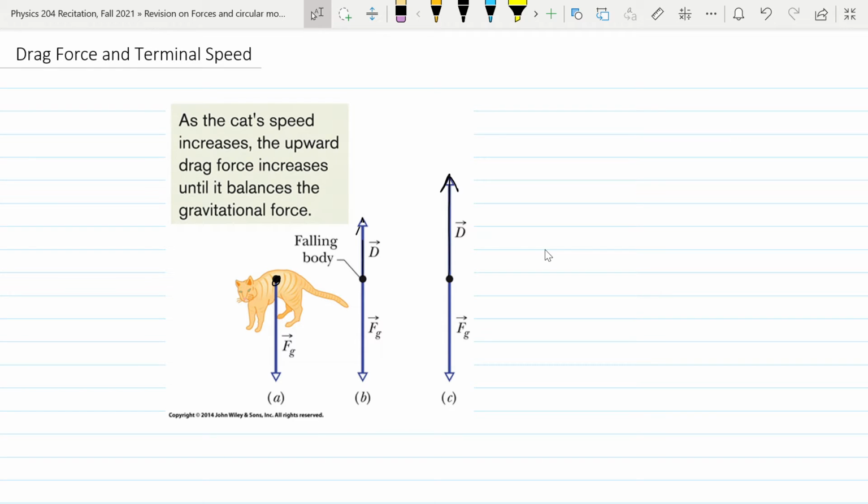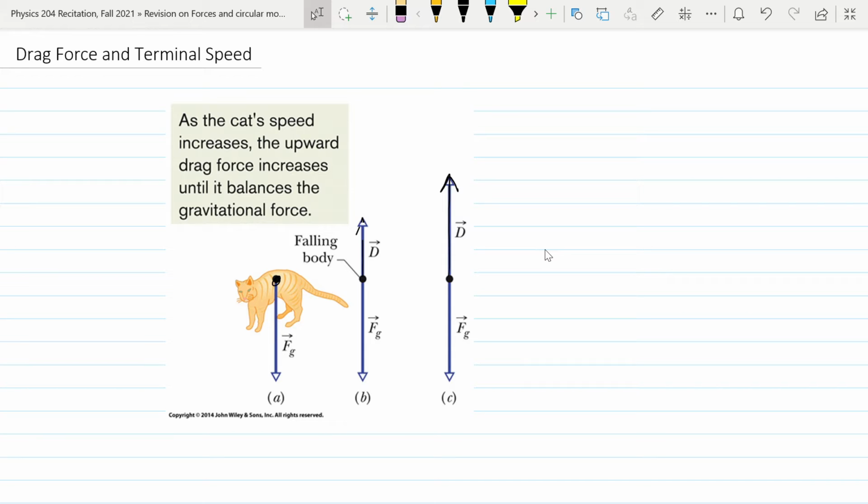Now that we have discussed friction and its different types and formulas, we can talk about a special kind of friction, which is the drag force. The drag force is the friction exerted by fluids on the objects that are moving through them. And the simplest situation where we have a drag force is, for example, a falling body.